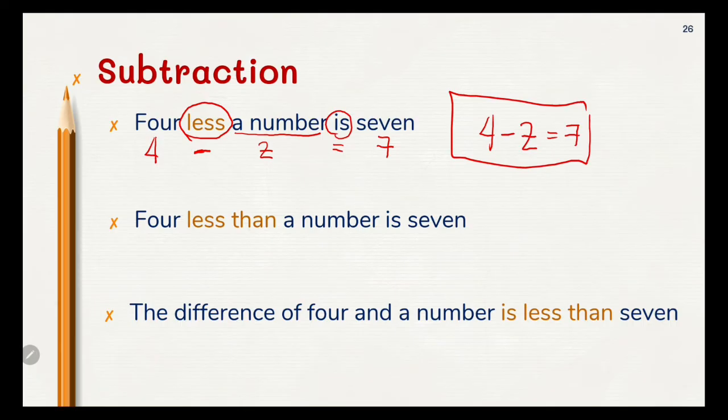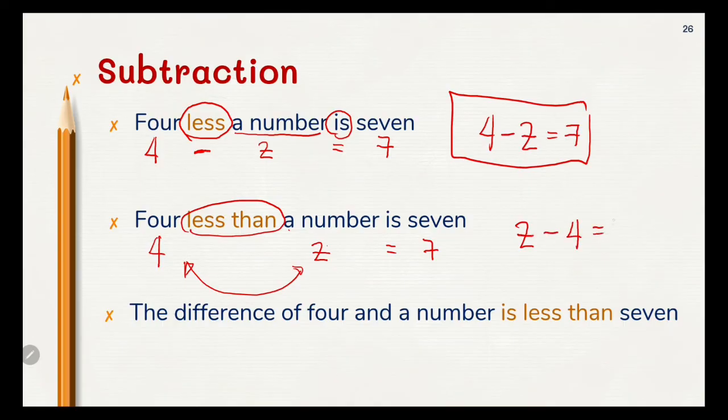Take note of this less than. Okay? Almost the same. A 4, a number is 7. Okay? But when it comes to less than, when you rewrite this one, the position of the two is interchanged. Okay? So, your formula, since less than is used, you'll have z minus 4 equals 7.